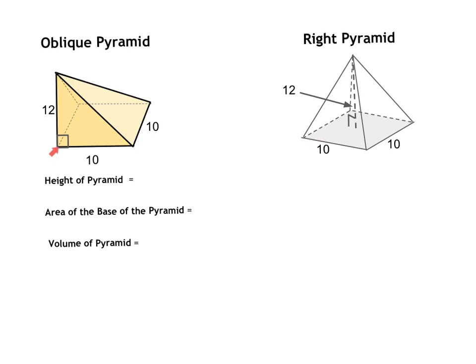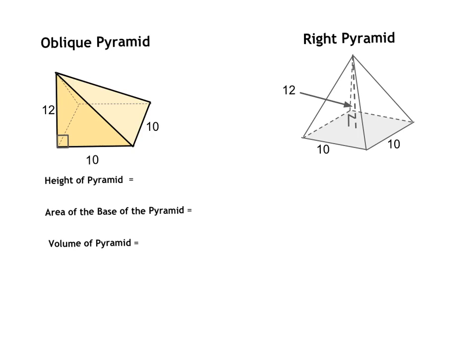An oblique pyramid is when the apex is not above the center of the base. In this case, it's off to the side over here. But regardless of whether it's an oblique pyramid or a right pyramid, the volume formula is the same. Now, the surface area formula will be different, and we won't be dealing with that in this course, but the volume formula will be the same. So let's go ahead and solve this.